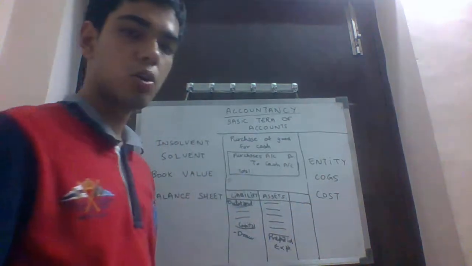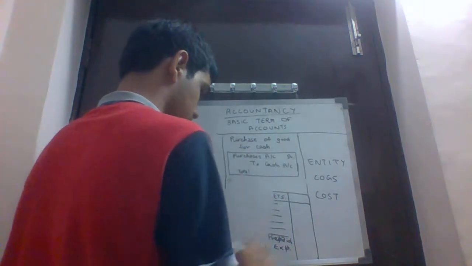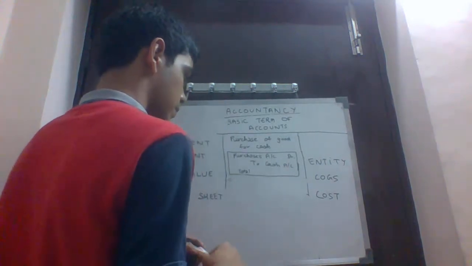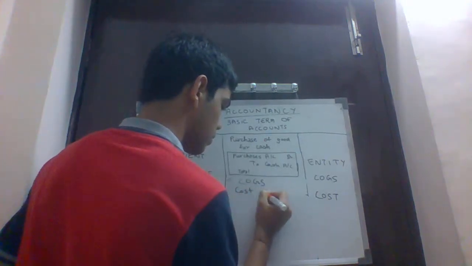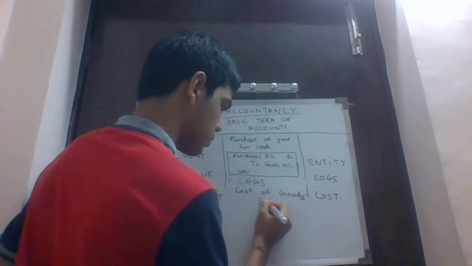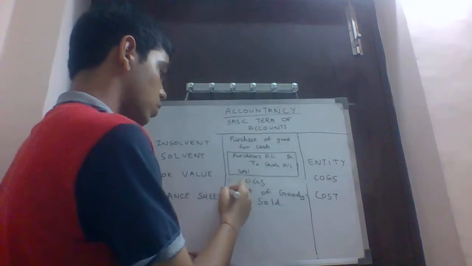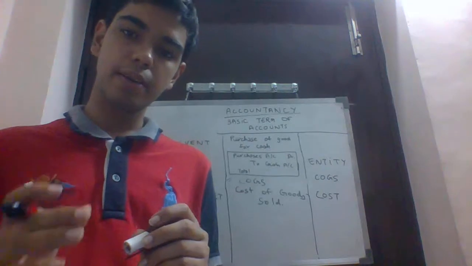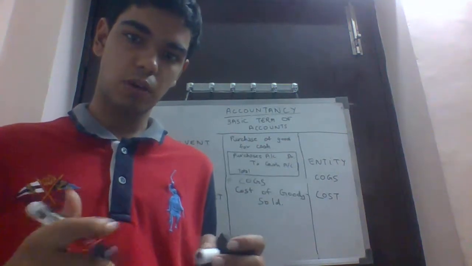COGS and cost. COGS stands for cost of goods sold. COGS refers to cost of goods sold, and cost of goods sold refers to the direct cost involved in making of the goods for selling and distribution of the goods.